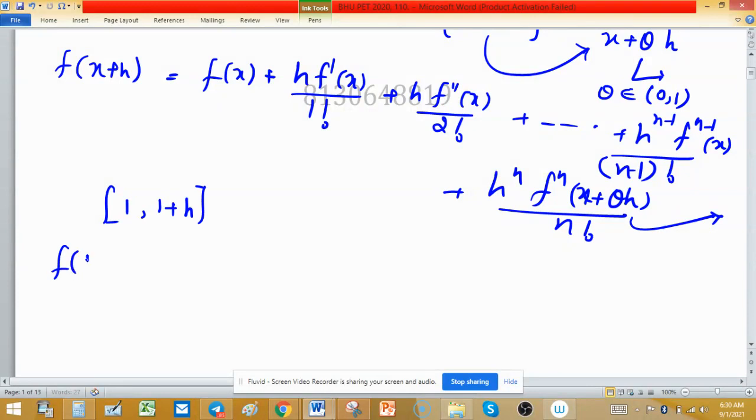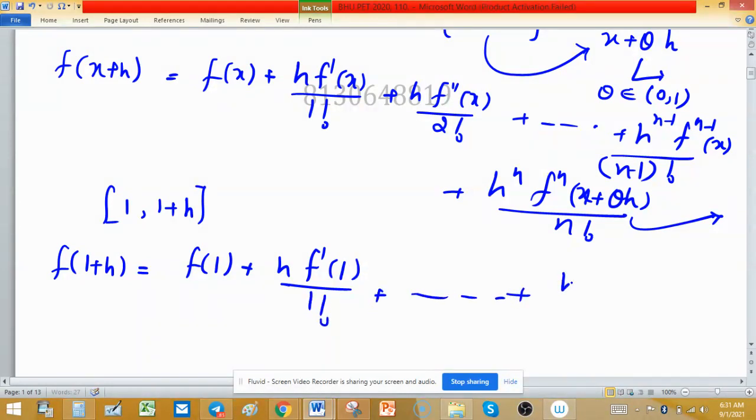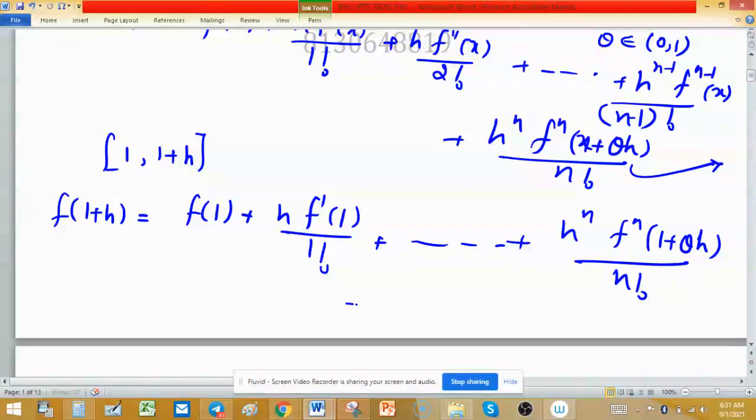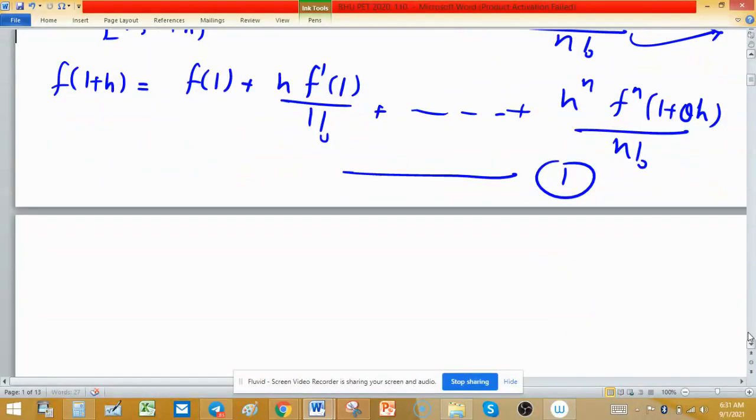From this I can write f(1+h) = f(1) + h f'(1)/1! + and so on up to h^n f^(n)(1+θh)/n!. You can see this equation, call it equation 1. In this equation the derivative of the function is used, so try to find the derivative of the function.